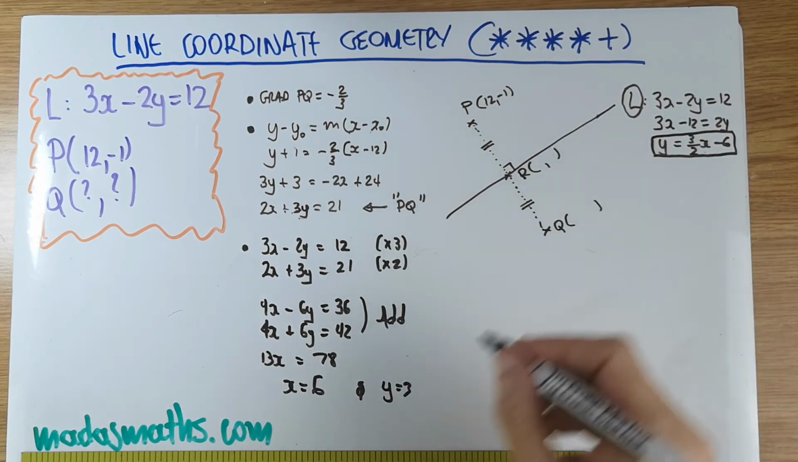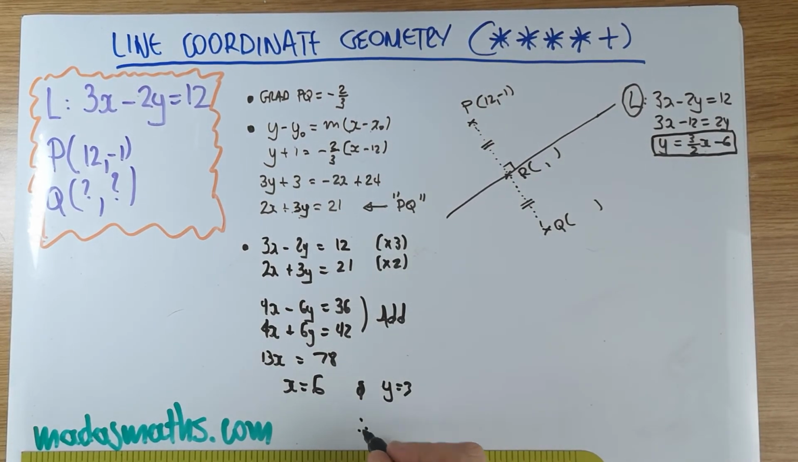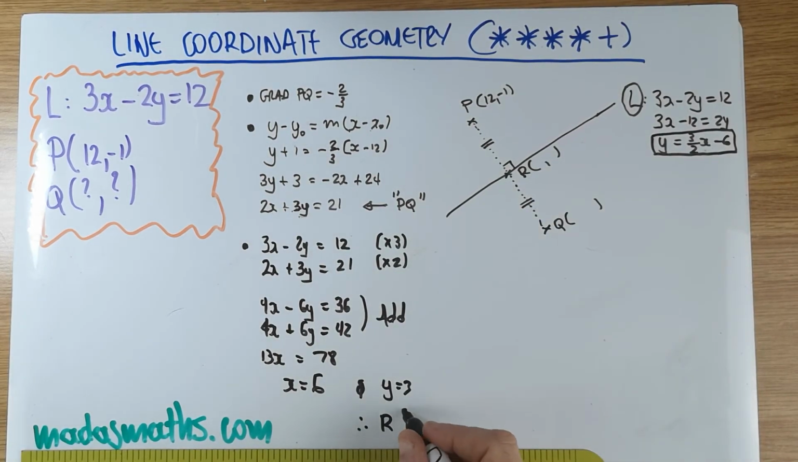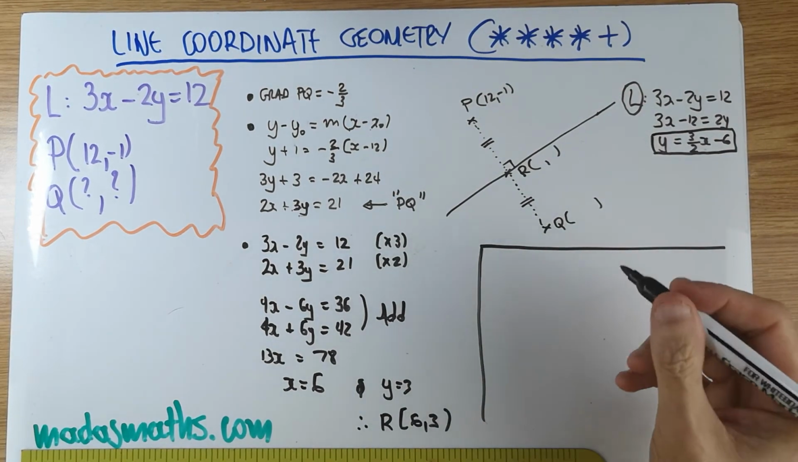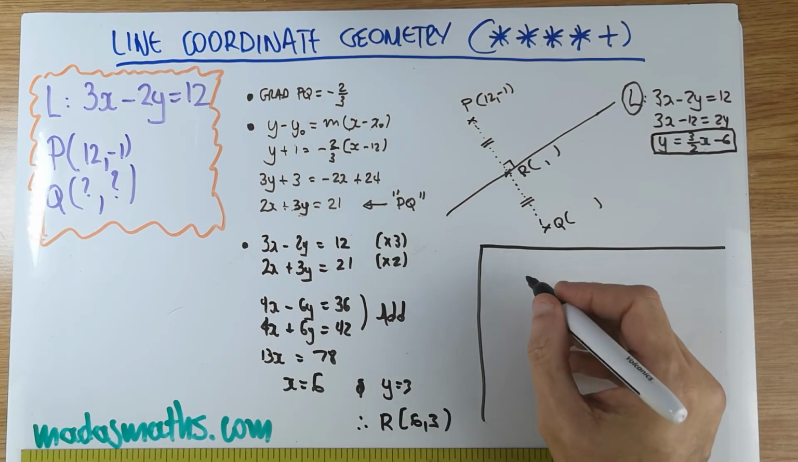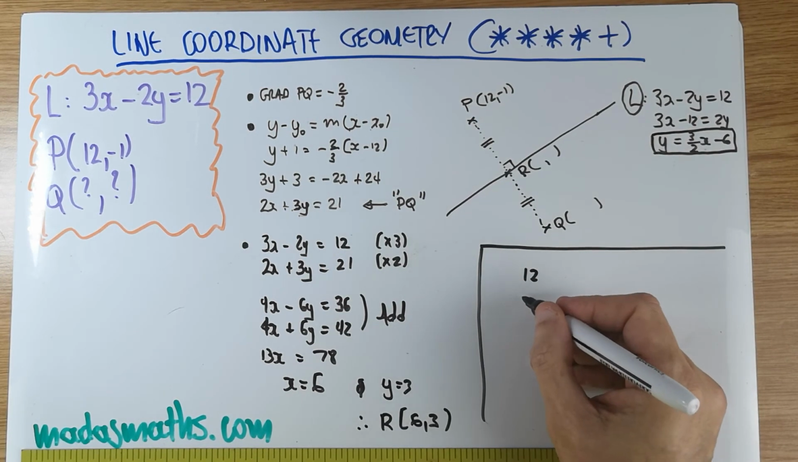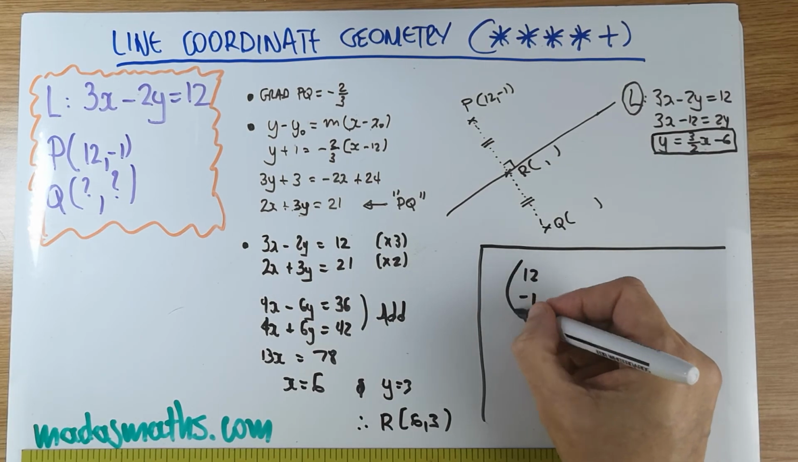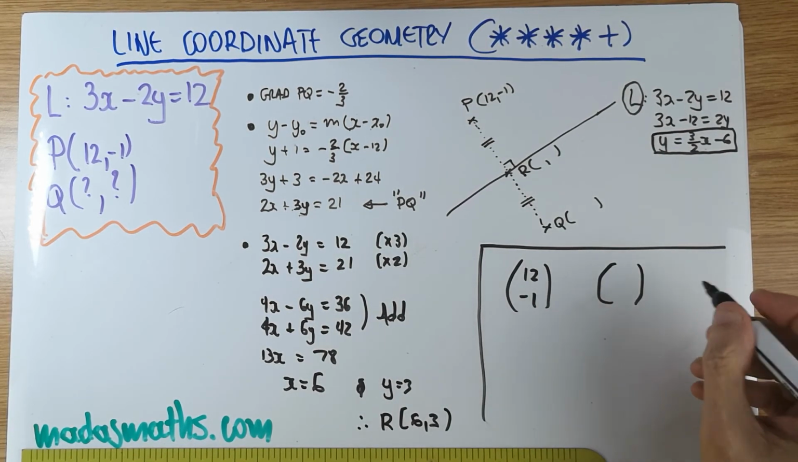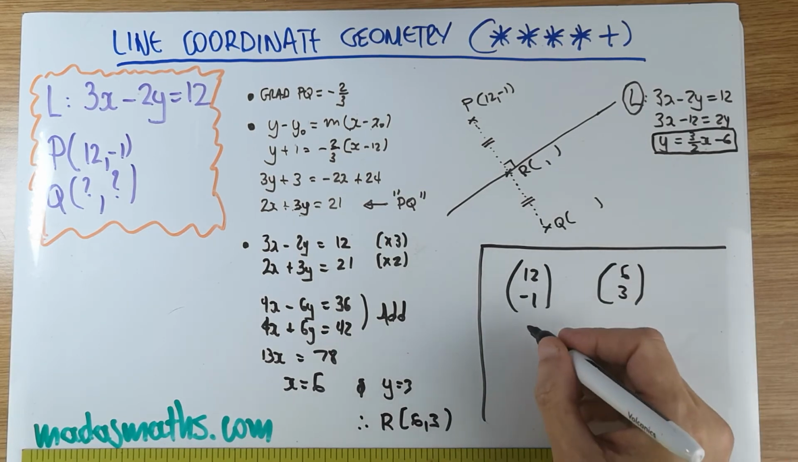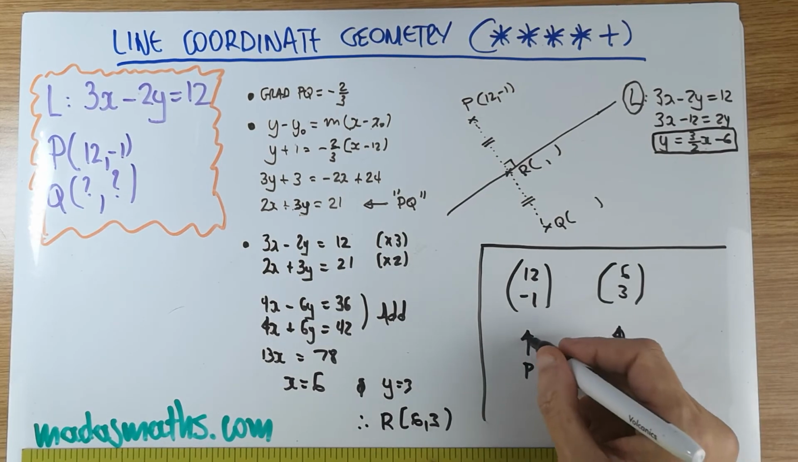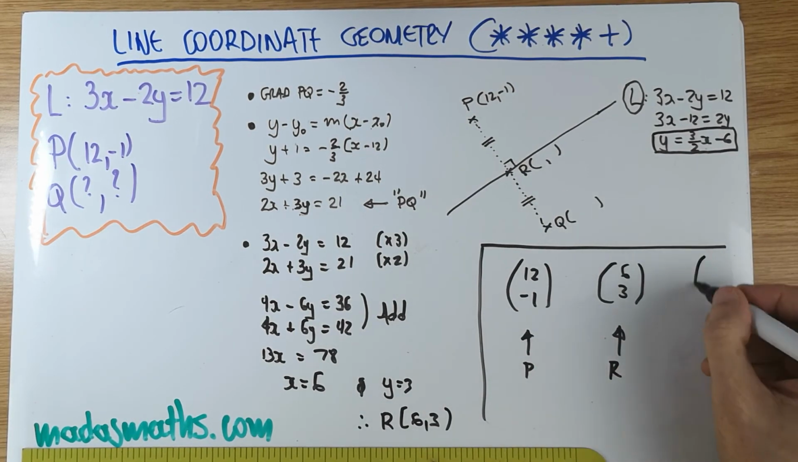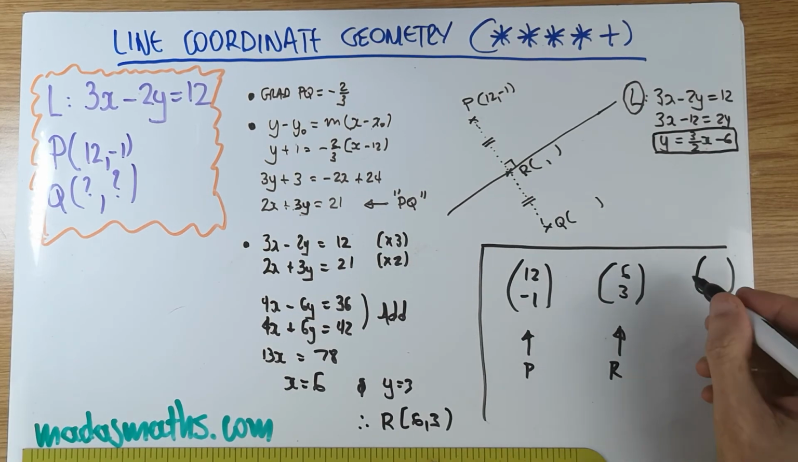Therefore, what I have concluded from that is the point that I marked in my question as point R has coordinates 6, 3. And now the game is up. I want the reflection. The way I will do it is as follows. I will do it by inspection. 12, minus 1. This is 6, 3. That's the point P. That's the point R. And this is the required point, which of course is the point Q.